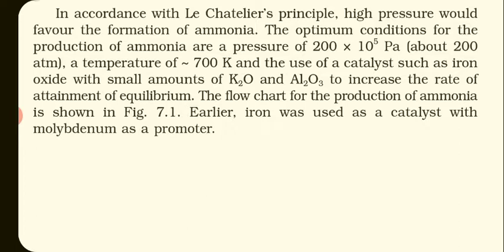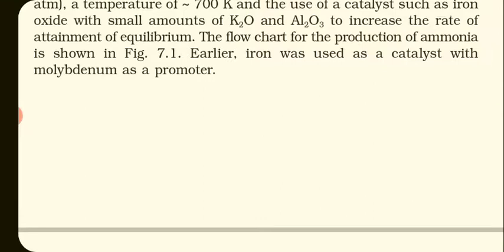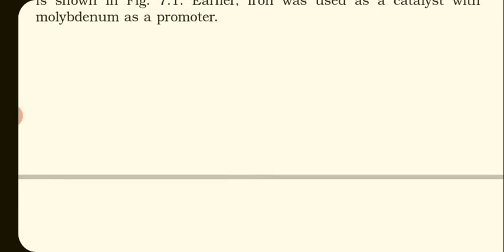The optimum conditions for the production of ammonia are a pressure of 200 times 10 to the power 5 Pascal, about 200 atmospheric pressure, a temperature of nearly 700 Kelvin, and the use of a catalyst such as iron oxide with a small amount of K2O and Al2O3 to increase the rate of attainment of equilibrium. Earlier, iron was used as a catalyst with molybdenum as a promoter.